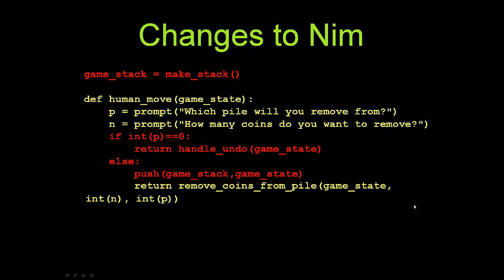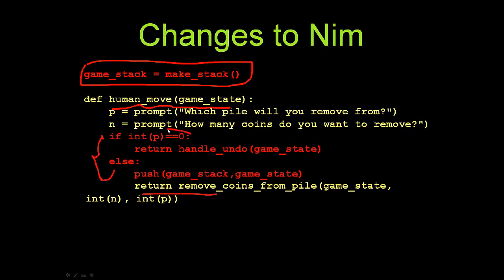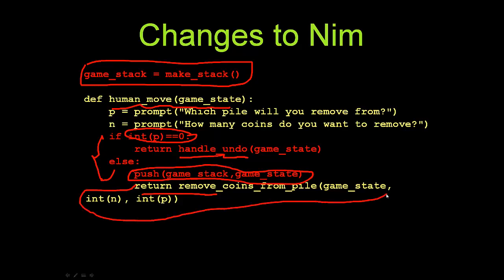Now, assume that we have already done that. Then we can make the following changes to Nim. We can create a new object called game stack. When you ask for the human move, instead of just checking what we did earlier, we add in this condition: we check whether the move is 0. If it's 0, that means we need to go and handle the undo. Otherwise, we first keep the current state in the stack, and then we do what we did before.